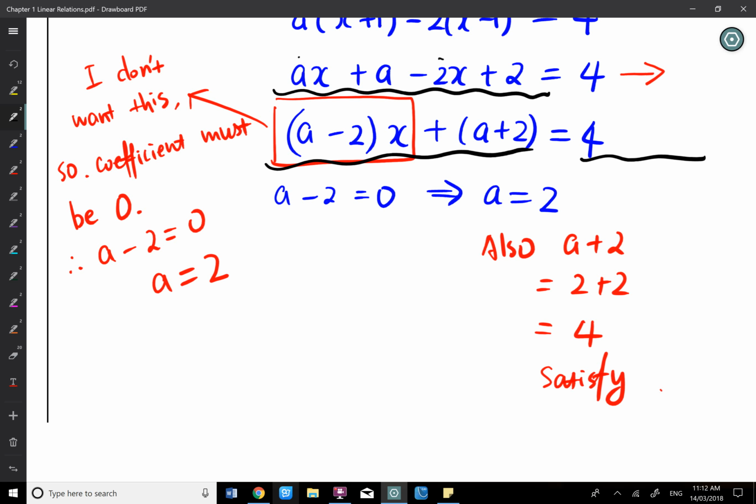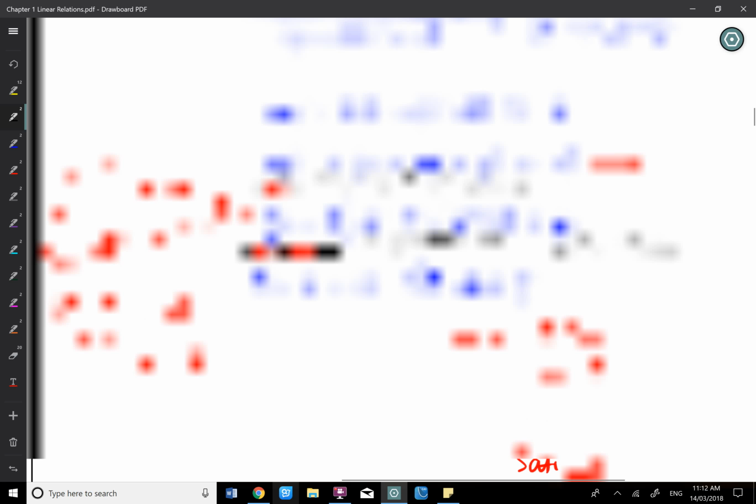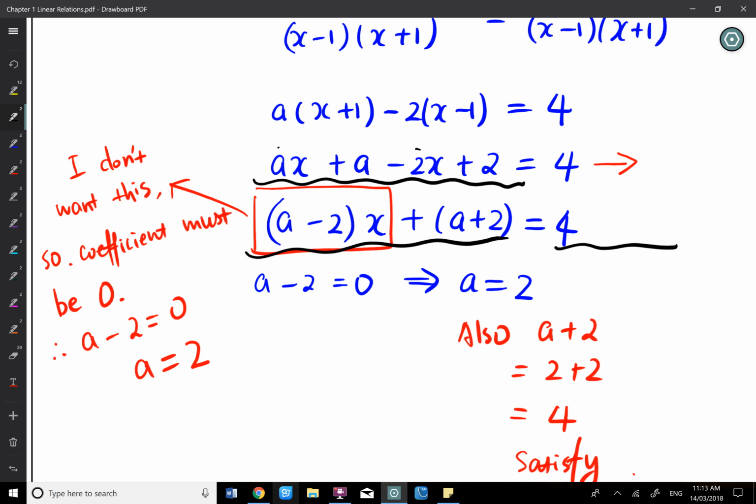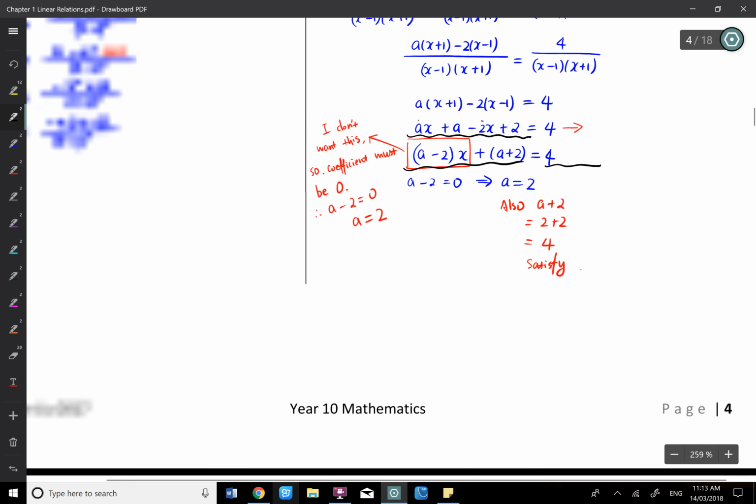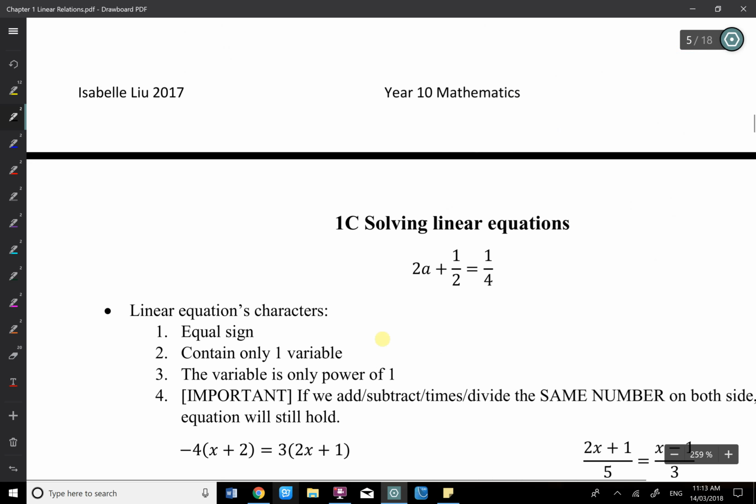This is an interesting question. You need to think about it and solve it wisely, like why we need to make the x become 0: because we don't have x on the other side. We only have x on one side, which means that's something we don't need, so we need to get rid of it. So the coefficient is 0, then we can get rid of that. So a equals 2. Okay, that's the end of exercise B.